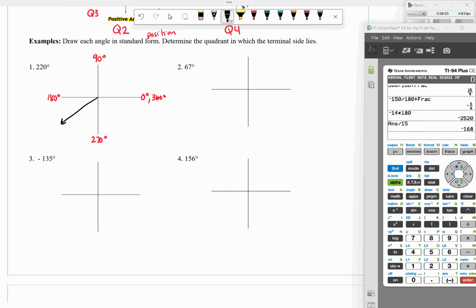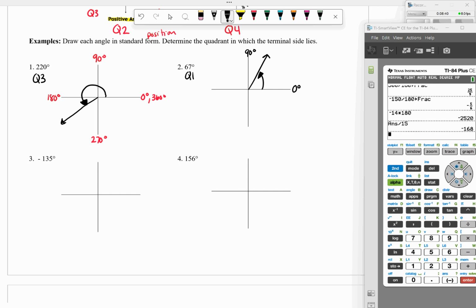And then you always start at the positive x-axis. It's a positive angle, so we're going to go counterclockwise, and that would be the angle drawn in standard position. Yes, you always need to draw the arrow starting at the x-axis to the terminal side. And then this is in quadrant 3 because that's where the terminal arrow lies. Looking at number 2, 67 degrees. So if this is 0 degrees and 90 degrees, we know 67 degrees is in quadrant 1 towards the 90 degrees up here. So this would be the angle drawn in quadrant 1 in standard position.